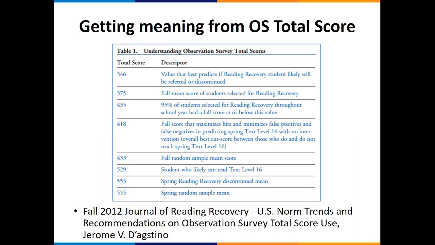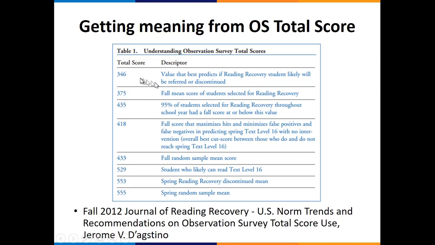So I think we're at a good point. We can start trying to get a little meaning out of the total score. You're probably saying to yourself, hey, Jeff, you've explained to me it's a score that ranges from 0 to 800. Great, thumbs up, but what the heck does that score mean? So here's a table from that same Reading Recovery Journal article written by Dr. D'Agostino, and it's showing some information about the total score. Let me just quickly go over this.